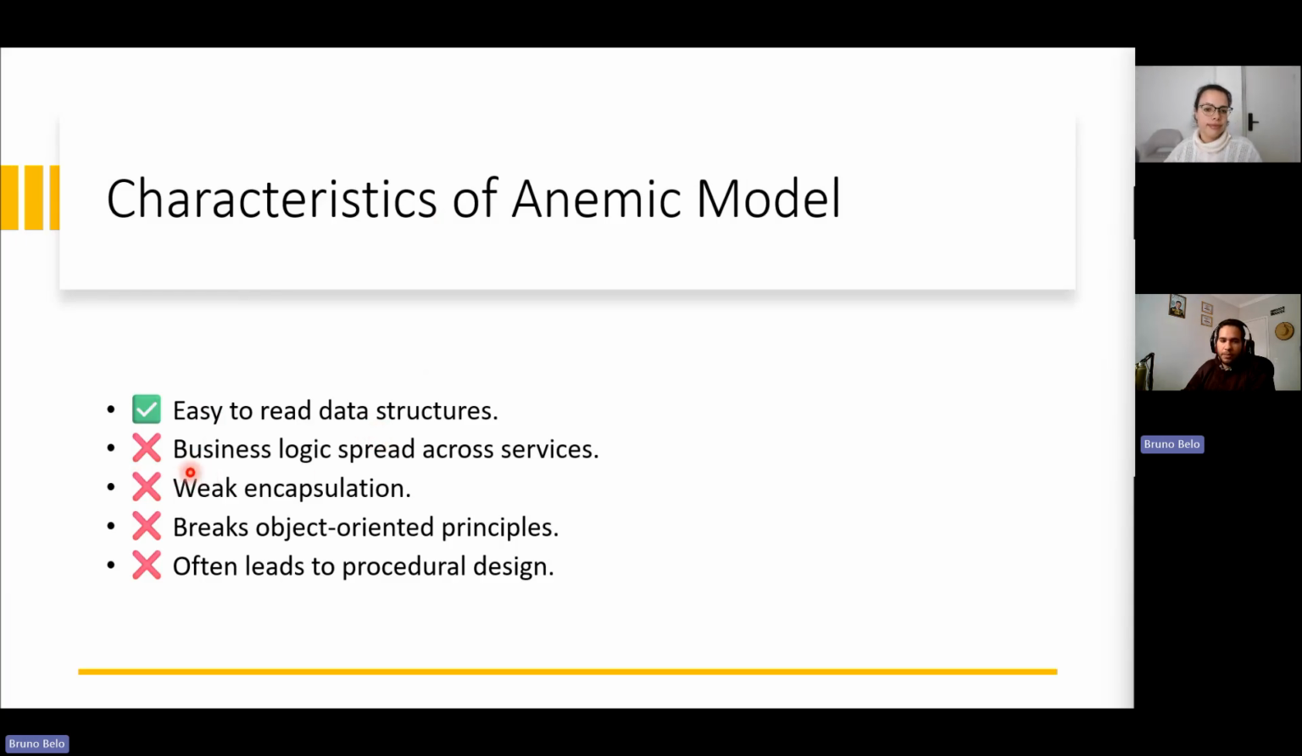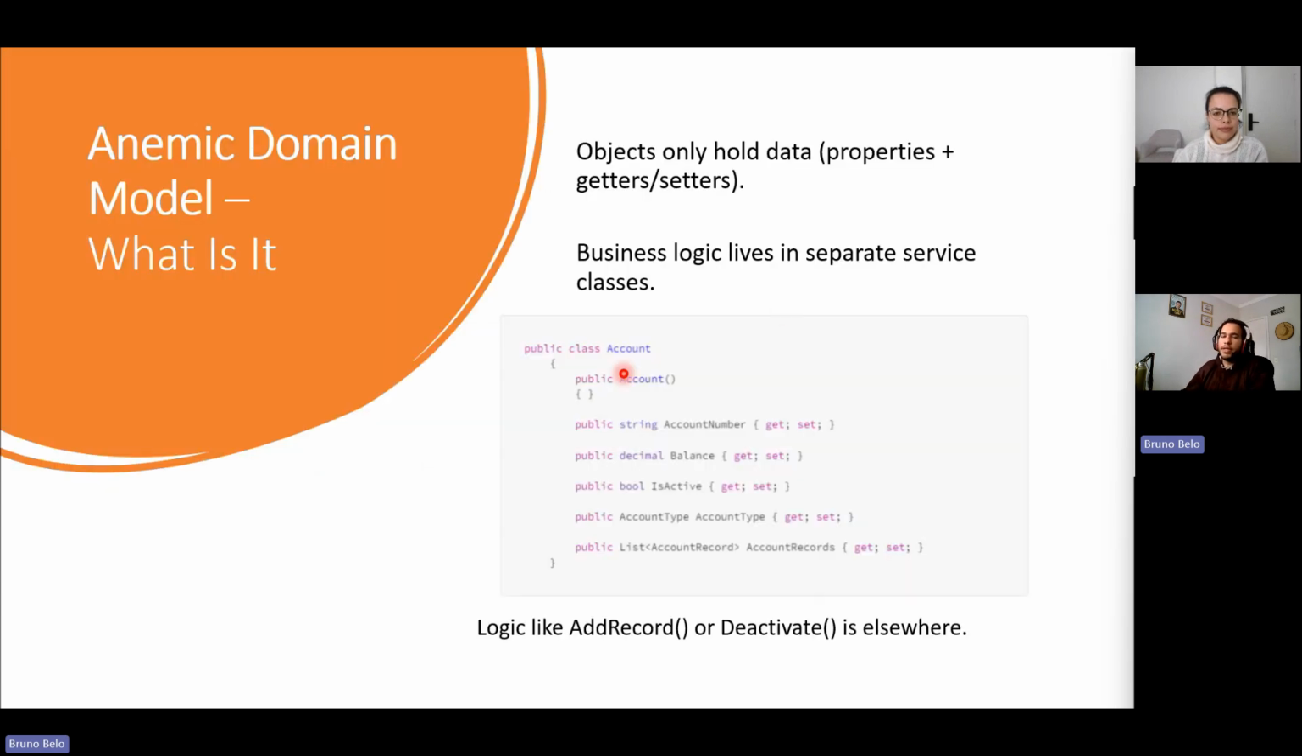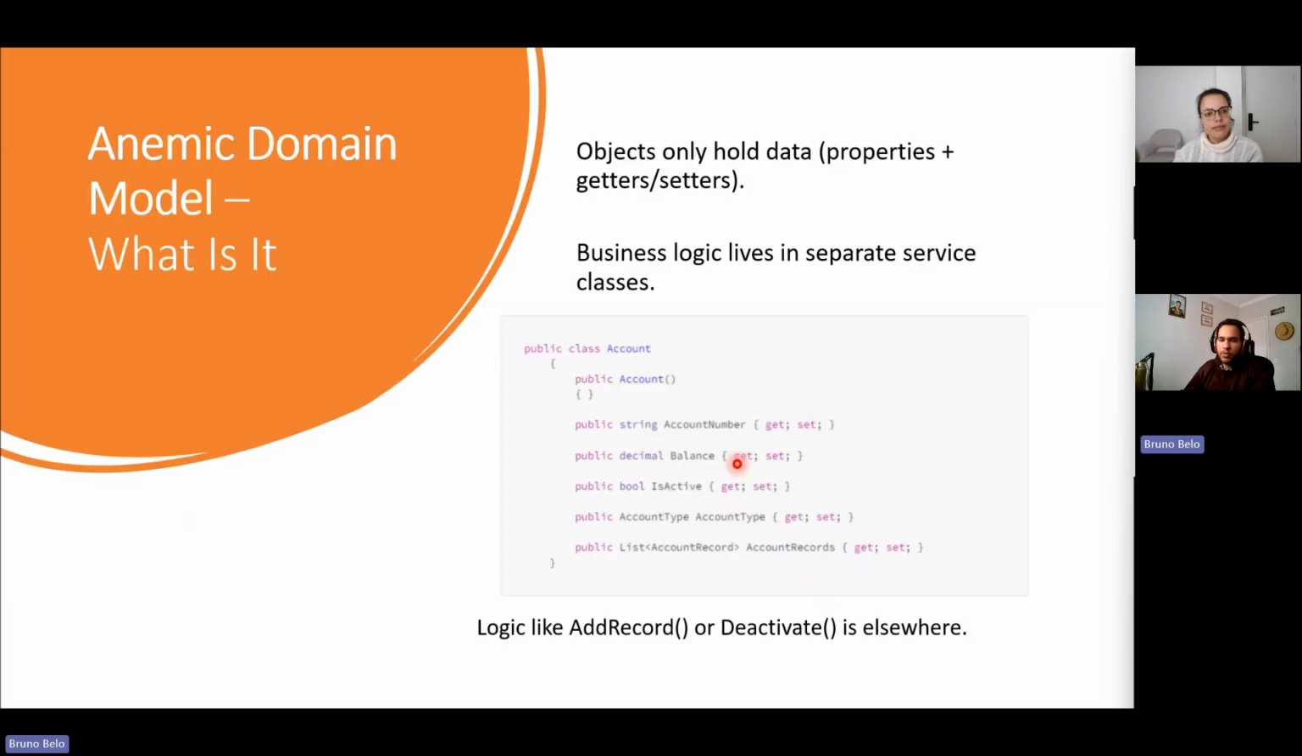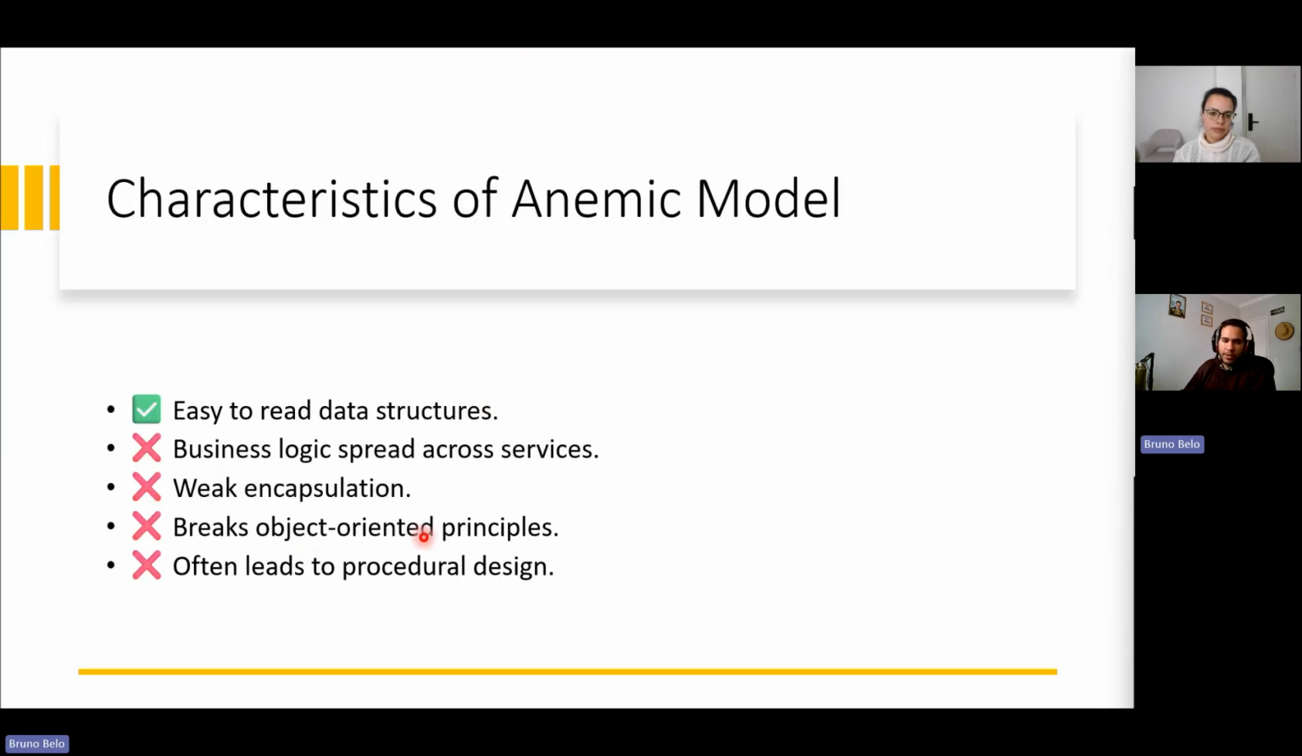But then the problems: the business logic is spread all across services. So whoever is implementing something about accounts must every time repeat themselves or put the specific business logic into each service. There's no encapsulation, right? So everything is public. Anyone could do anything with an account here. There's no hard rules within the account itself. It breaks the object-oriented principles, which means that the objects must have behaviors. The objects do not contain only data. And then often it leads to procedural design.